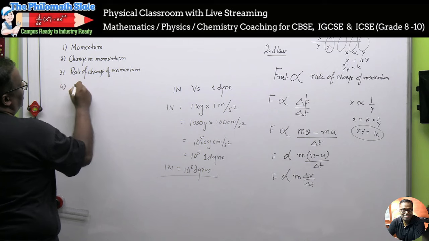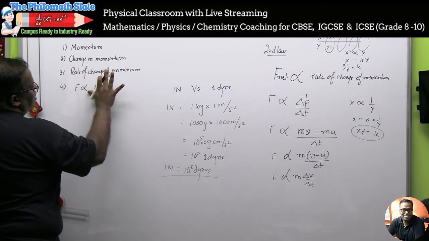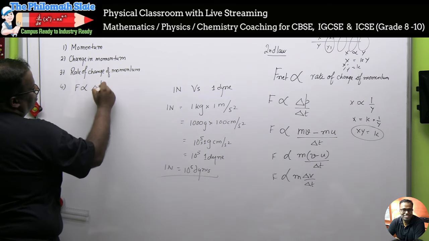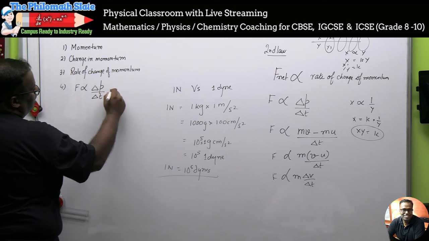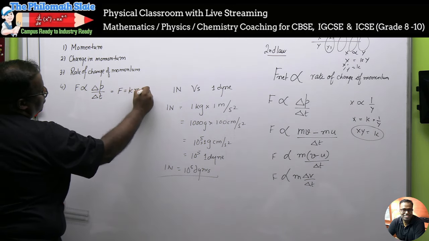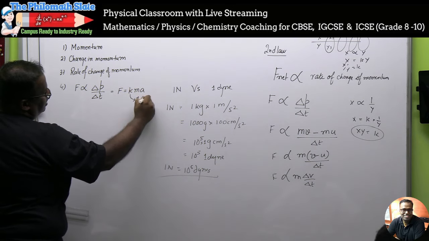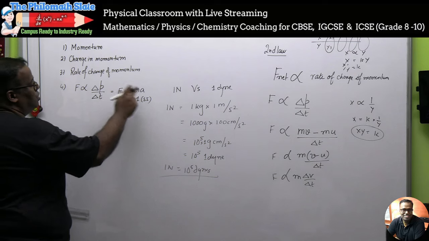फोर्थ आपने देखा कि फोर्स इज डायरेक्टली प्रोपोर्शनल टू, दिस इज न्यूटन सेकेंड लॉ, फोर्स इज डायरेक्टली प्रोपोर्शनल टू डेल्टा पी बाई डेल्टा टी. एंड फ्रॉम हियर यू गेट द इक्वेशन force is equal to k into m into a. K's value is 1 when it is in SI units, and you are solving everything in SI. The force is mass into acceleration.